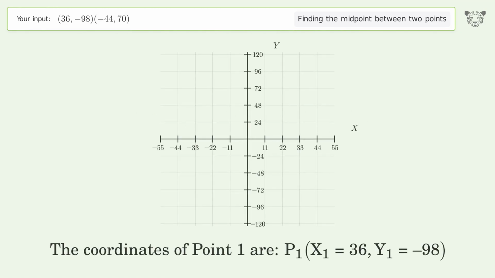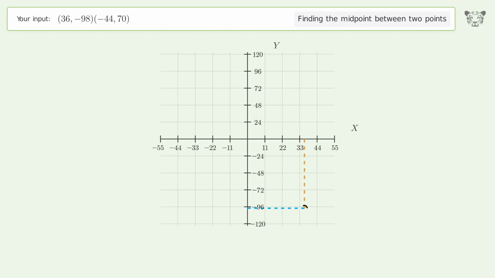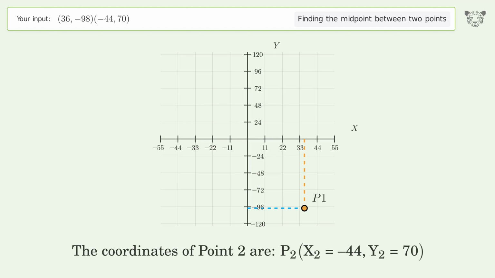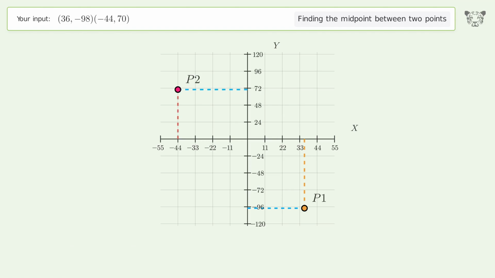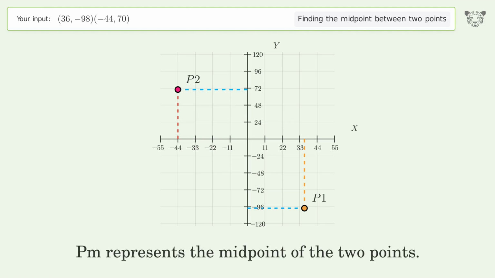The coordinates of point 1 are, x1 equals 36, y1 equals -98. The coordinates of point 2 are, x2 equals -44, y2 equals 70. PM represents the midpoint of the 2 points.